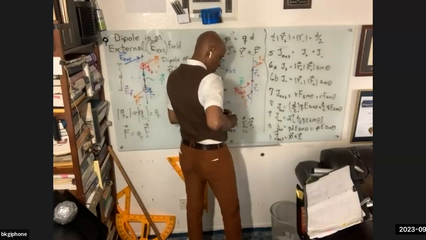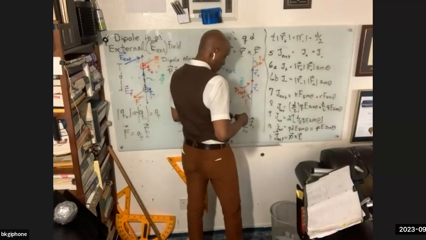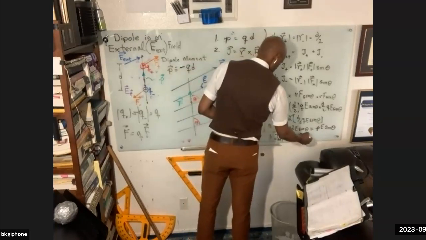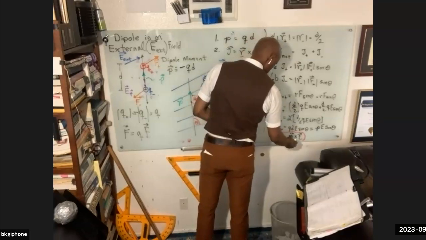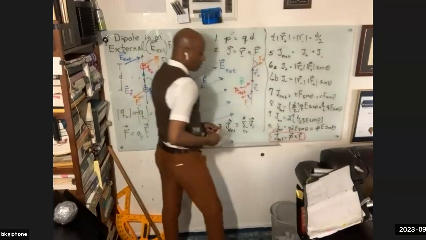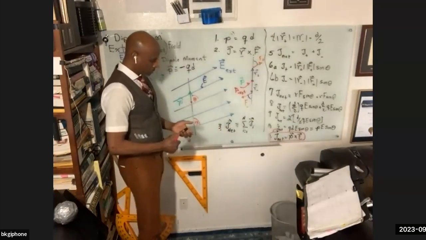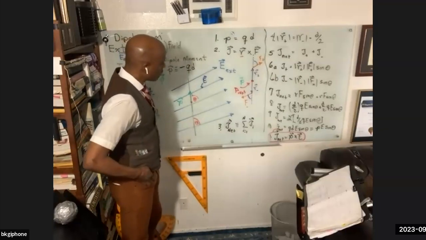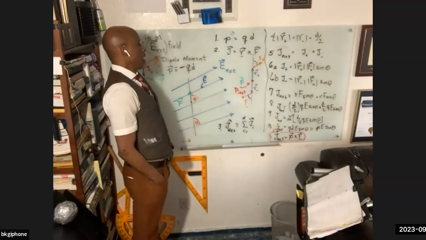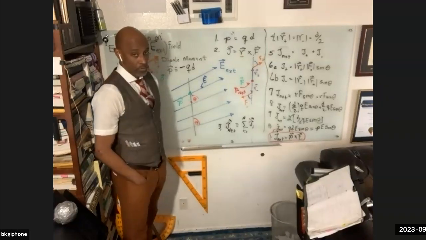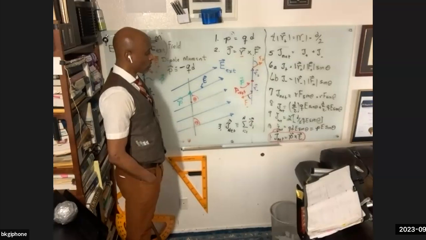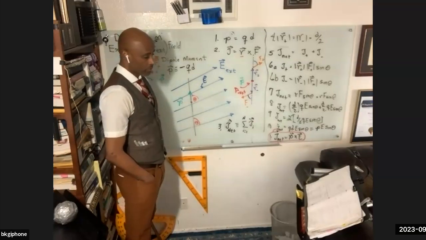Which is an interesting result. Nice. Same, so we can box that in. So the net torque on a dipole associated with an external field is equal to the cross product between the dipole moment and the external E field.